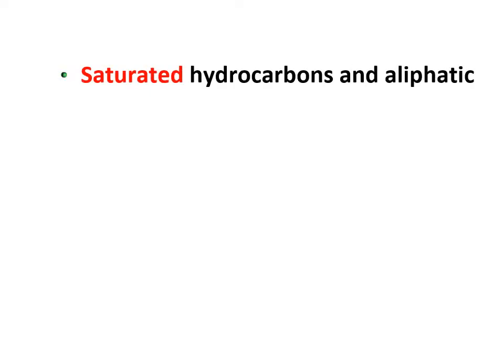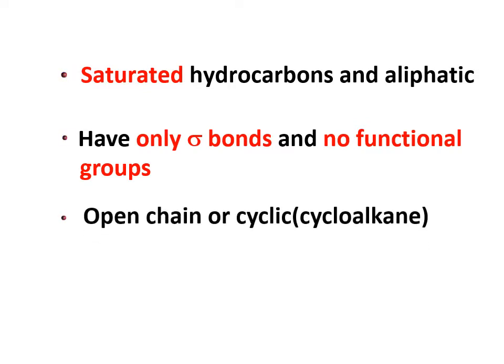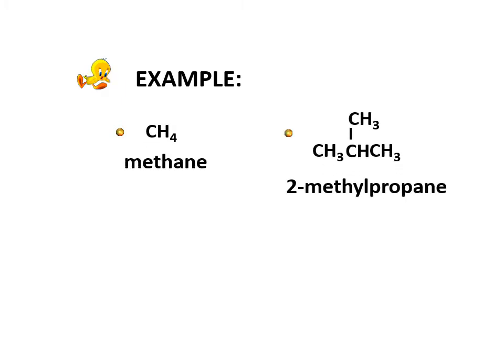Introduction of alkanes. An alkane is a saturated hydrocarbon and aliphatic. It has only sigma bonds and no functional groups. Alkanes can be open chain or cyclic, called cycloalkanes. Examples of open chain alkanes are methane and 2-methylpropane. An example of a cycloalkane is cyclopropane.